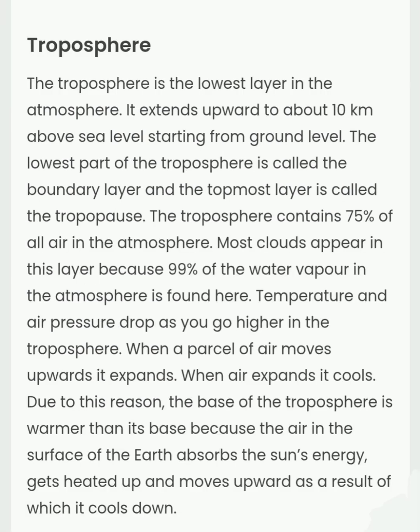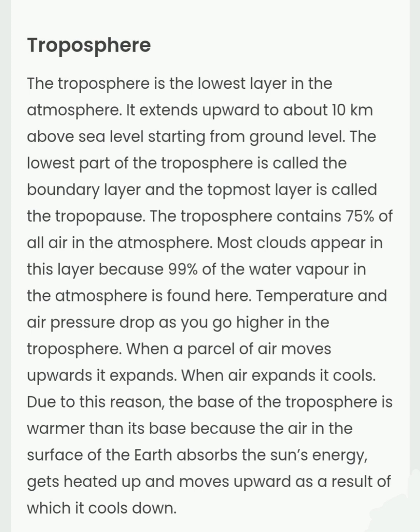Troposphere. The troposphere is the lowest layer in the atmosphere. It extends upward to about 10 kilometers above sea level, starting from ground level. The lowest part of the troposphere is called the boundary layer, and the topmost layer is called the tropopause. The troposphere contains 78% of all air in the atmosphere. Most clouds appear in this layer because 99% of the water vapor in the atmosphere is found here.